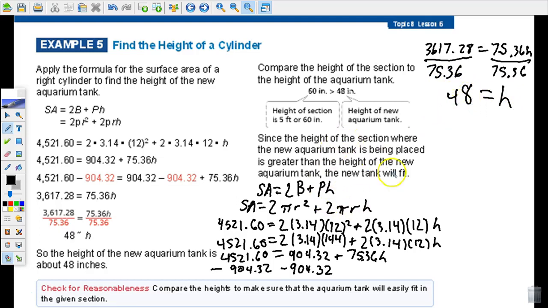So since the height of this section where the new aquarium tank is being placed is greater than the height of the new aquarium tank, it will fit. So we're looking, 48 inches is 4 feet. They were saying we're putting it in the 5 feet section. So it will definitely fit in that 5 feet area because it's only 4 feet. Okay?